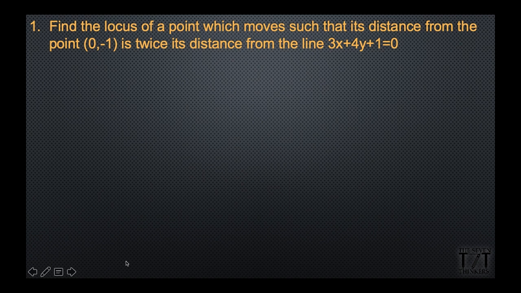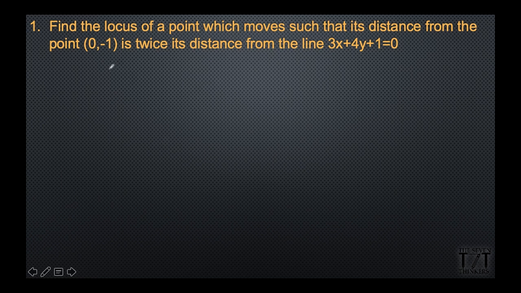The first question says, find the locus of a point which moves such that its distance from the point 0, 1 is twice its distance from the line 3x plus 4y plus 1.